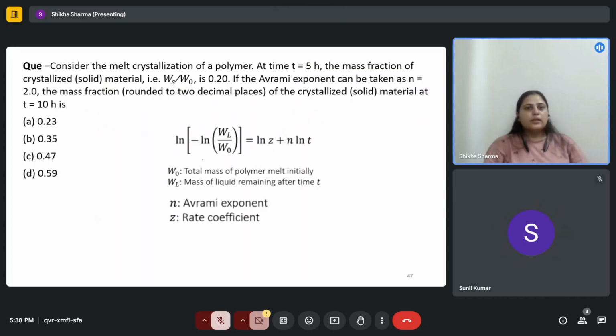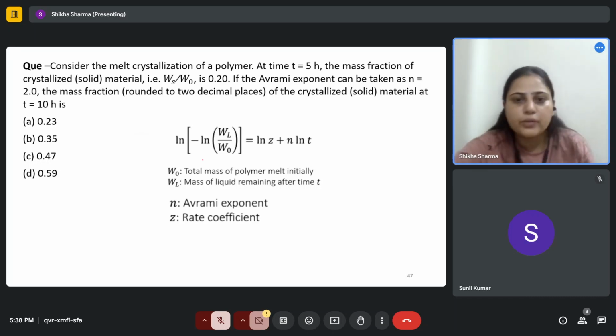So consider the melt crystallization of a polymer at time t equals 5 hours. The mass fraction of crystallized or solid material is Ws by W naught equals 0.20. If the Avrami exponent, so this is the crystallization kinetics, right? This question is from crystallization kinetics. Can be taken as n equals 2, the mass fraction of the crystallized material at 10 hours, we need to calculate: 0.23, 0.35, 0.47, 0.59.